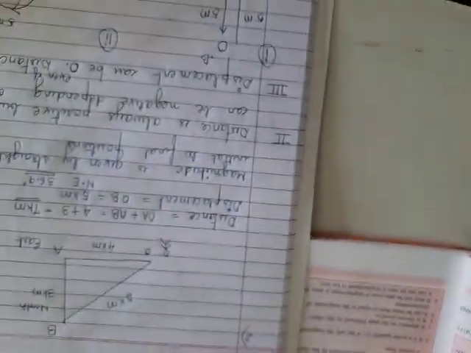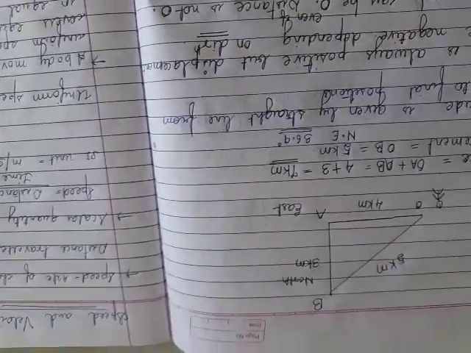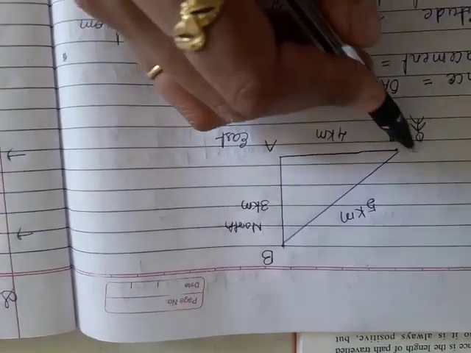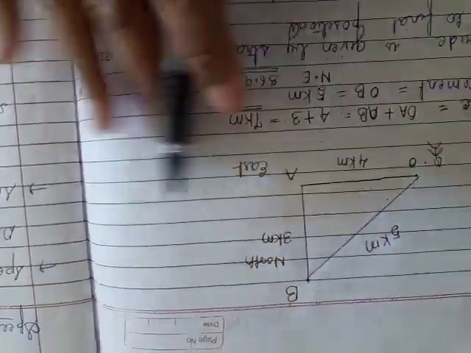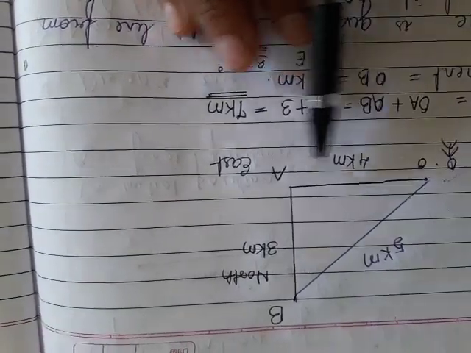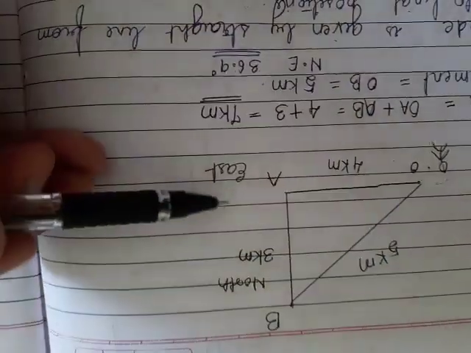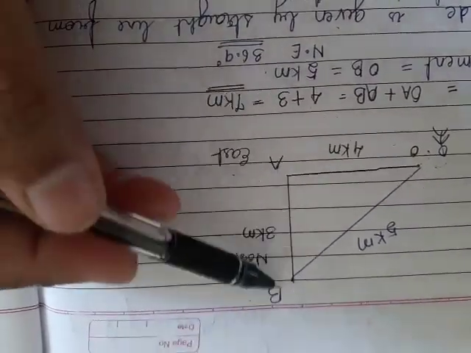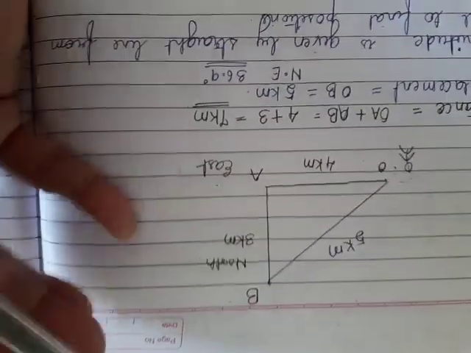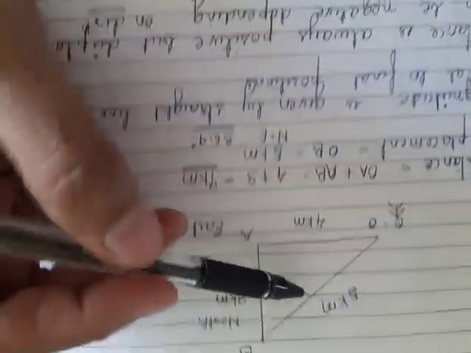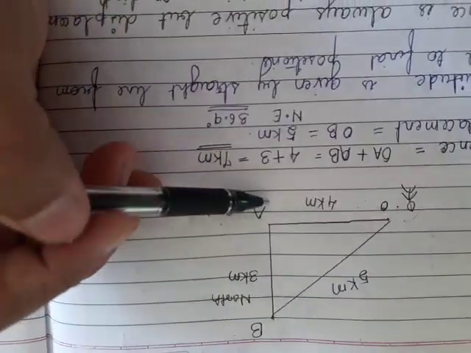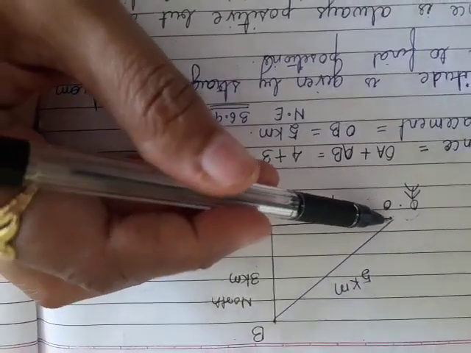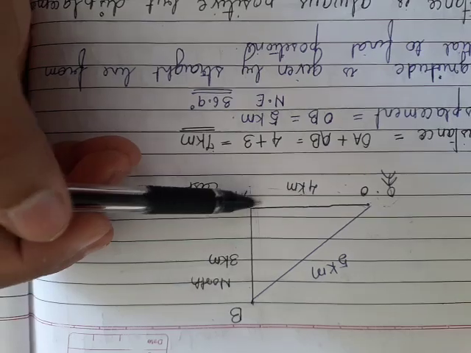Then another example is there. Here they have given us an example that there's a boy. One boy moves 4 kilometers towards east and then 3 kilometers towards north. We have to find out the distance he travelled. So total distance will be 4 kilometers towards east plus 3 kilometers towards north, 4 plus 3, 7. So he travelled a distance of 7 kilometers.